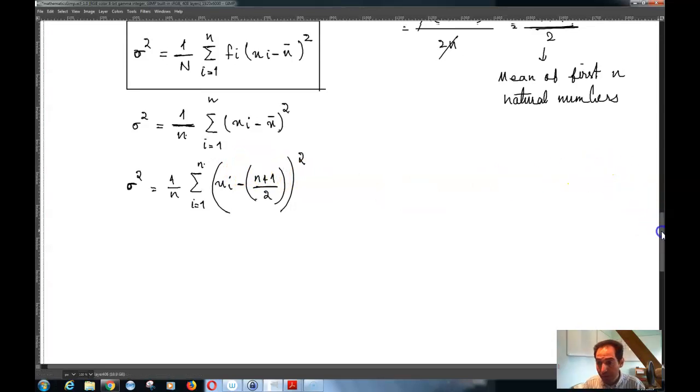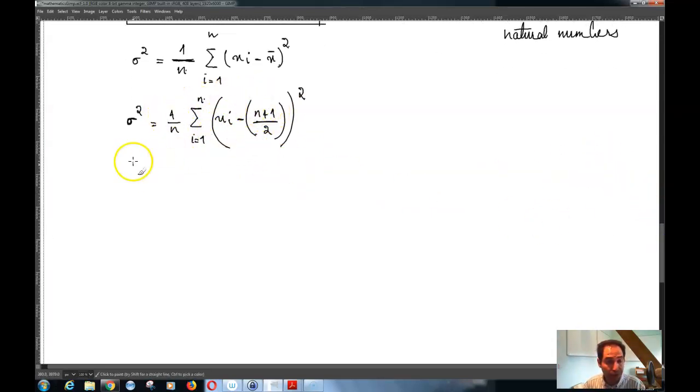Okay, so what happens is that you can simplify this, meaning that you can write this as sigma squared is equal to 1 over n times 1 over n times sigma of, let me write it as, for example, (a minus b) raised to the second power, which is a squared plus b squared minus 2ab.